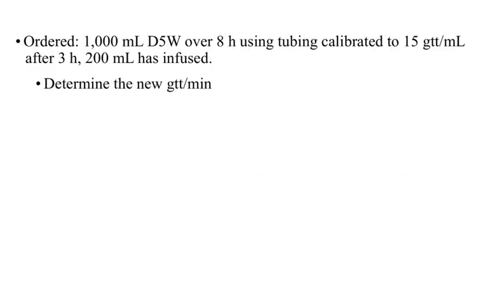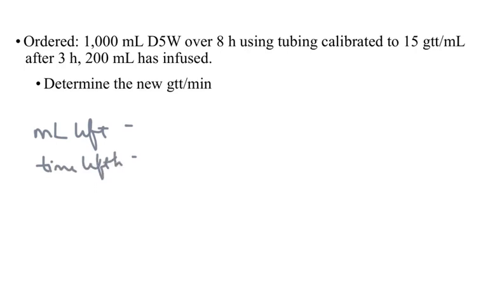Okay. So here's a problem. What was ordered is 1,000 milliliters D5W over 8 hours using tubing calibrated to 15 GTT per milliliter. After 3 hours, you notice 200 milliliters has infused. And the main focus is you need to know how many milliliters you have left and how much time you have left. Usually the time would be in hours.